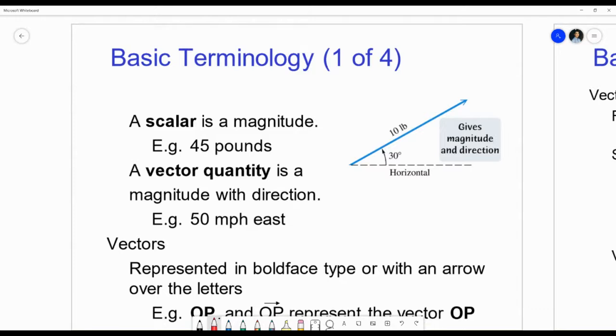First, we're going to talk about a scalar. A scalar is basically a magnitude. So a scalar is just a number, whereas a vector has direction and magnitude.